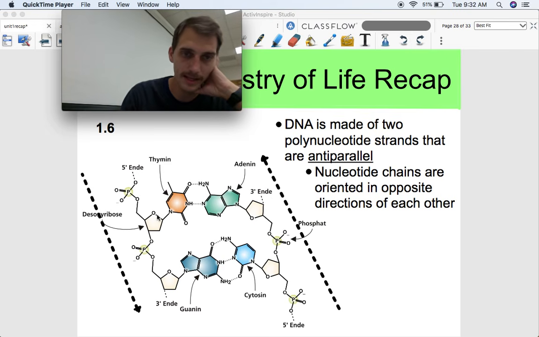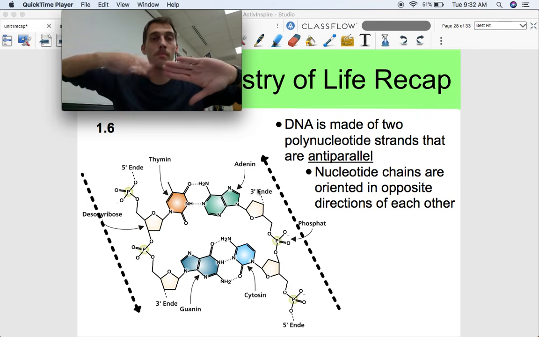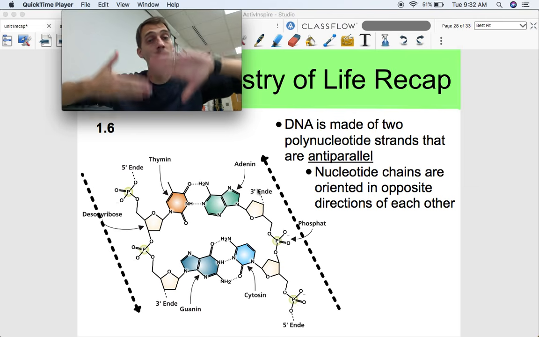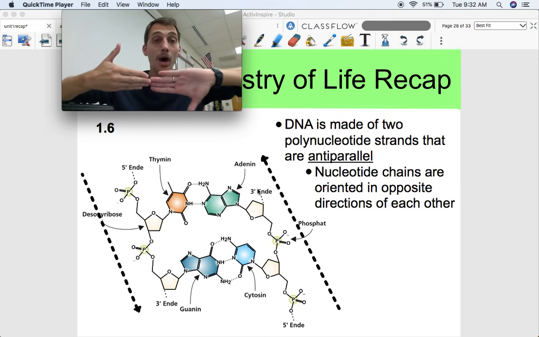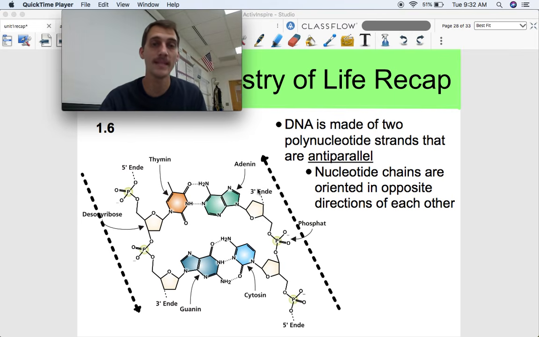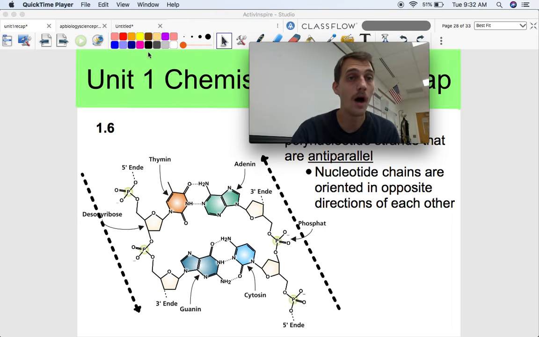All right, we're going to take a look at that in a sec. Okay, but you have a 5' to 3' end, running one direction, and then you have a 3' to 5' in the other direction. So these two molecules are anti-parallel to each other. They're parallel, they're never going to intersect really, but they're running in opposite ways. They're upside down to each other. That's what makes DNA anti-parallel.